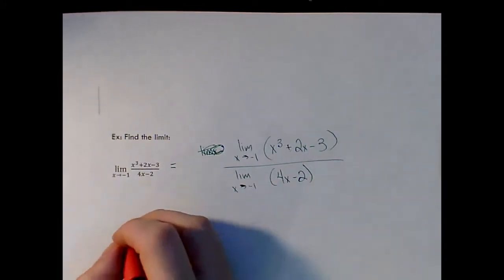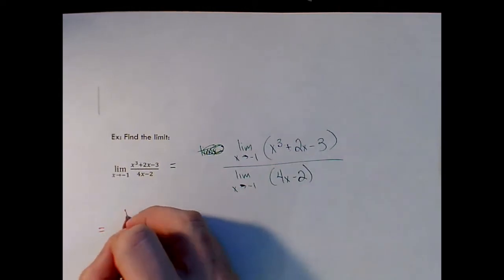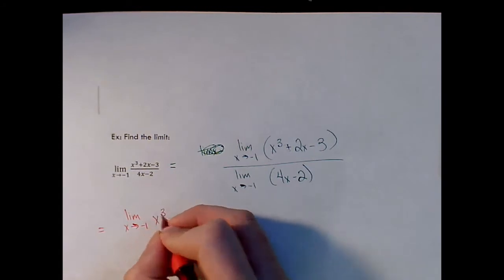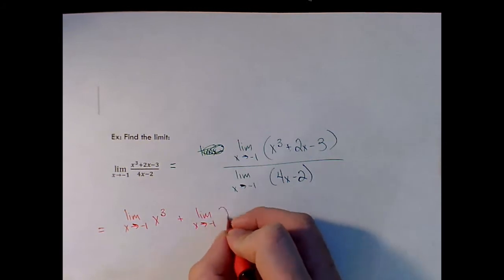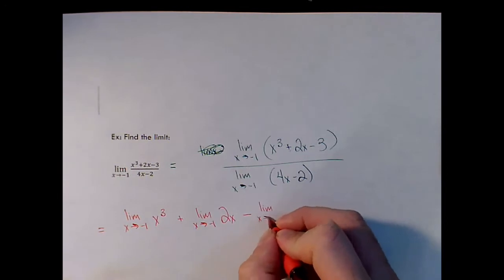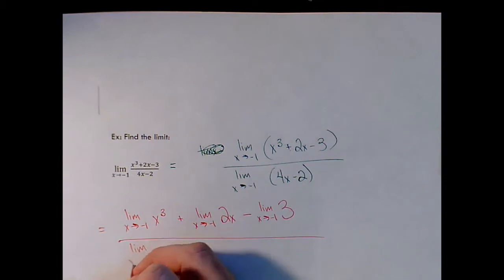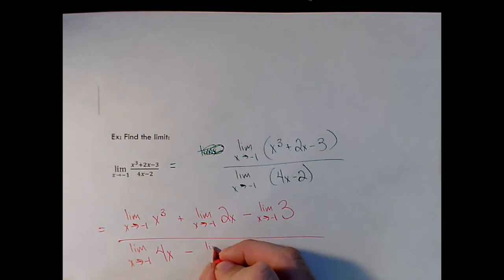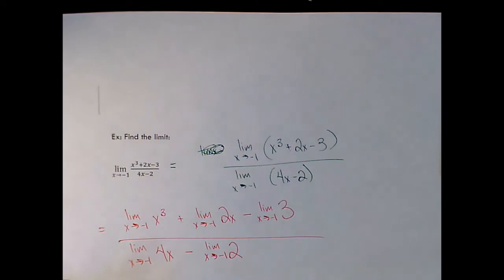Similarly, I can now, according to another one of the theorems, if I have several terms being added together, I can now go one step further and say, well, technically we need to take the limits of all of these. So the limit as x approaches negative 1 of x cubed plus the limit as x approaches negative 1 of 2x minus the limit as x approaches negative 1 of 3, all over the limit as x approaches negative 1 of 4x minus the limit as x approaches negative 1 of 2. Remember when I said gratuitous, waste of time? That's what we're talking about here.